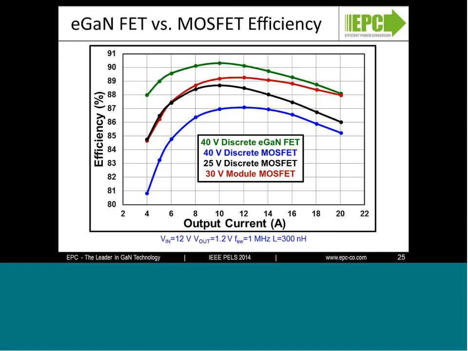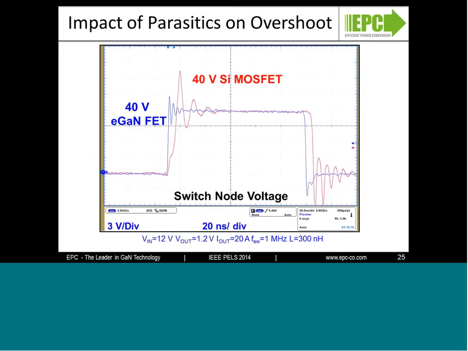And parasitics are not only important to efficiency, they're also important to things like EMI and overvoltage ratings of the device. So when you look at the impact of parasitics on overshoot, what's shown here is the switching node waveform for the 12-volt buck converter at 20 amperes. The 40-volt GaN device compared to the 40-volt silicon device, we can switch around 5 times faster. And again, that's because of our lower figure of merit, our lower package parasitics, our lower layout parasitics. So we can switch around 5 times faster, and we can also significantly reduce the overshoot.